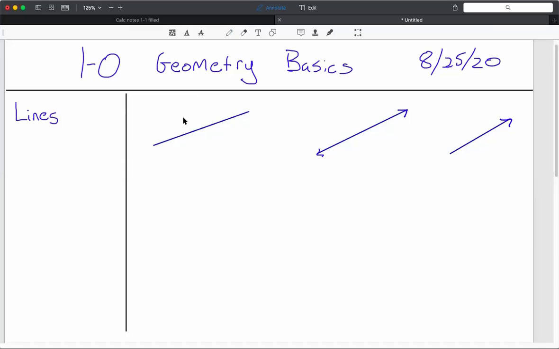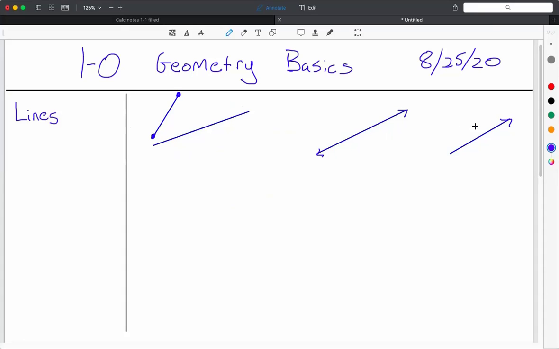Sometimes also this in Khan Academy and elsewhere in your mathematics career might look like, let me just do a different direction so you don't get it confused. Sometimes it might look like this where it has dots at the end to let you know, hey, it's not arrows, but sometimes there's just nothing. If there's nothing, you have to assume it doesn't go on forever and ever. These arrows say, hey, I go on to the left forever, I go on to the right forever.